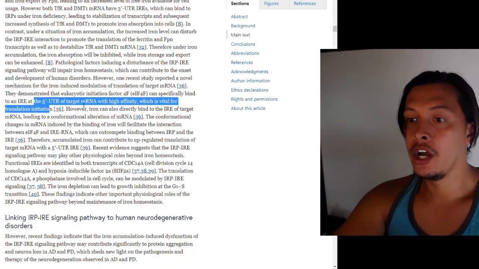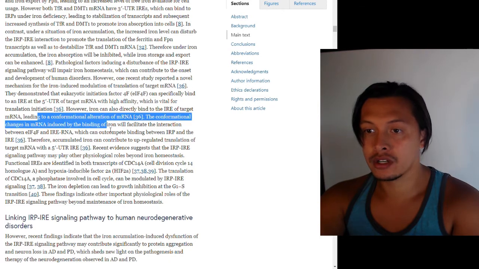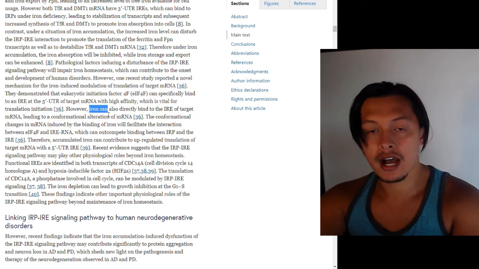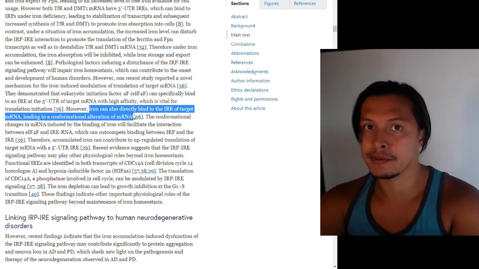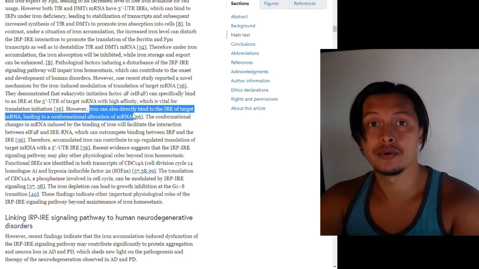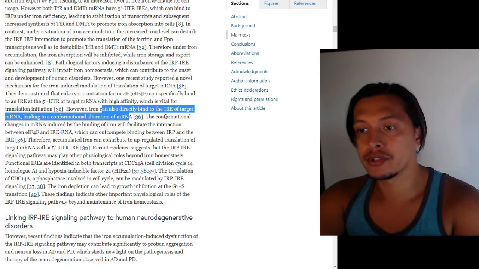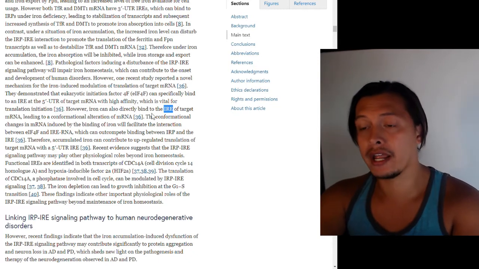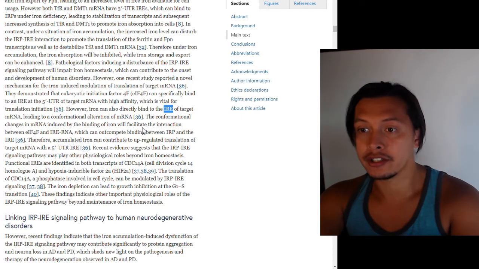However, iron can also directly bind to the iron response element of target mRNA, leading to a conformational alteration of mRNA. So that's also interesting that iron in and of itself can bind to these iron response elements. And you know, that kind of makes sense because iron is positively charged and the RNA is negatively charged. So there could be some binding that just happens through random electrostatic interactions. But what I would presume is that these iron responsive elements somehow are able to imitate or facilitate iron binding directly to it.